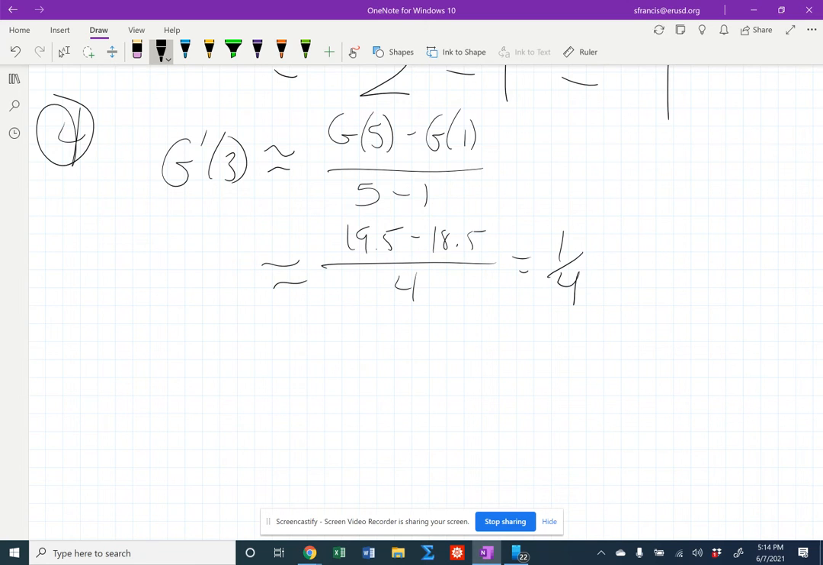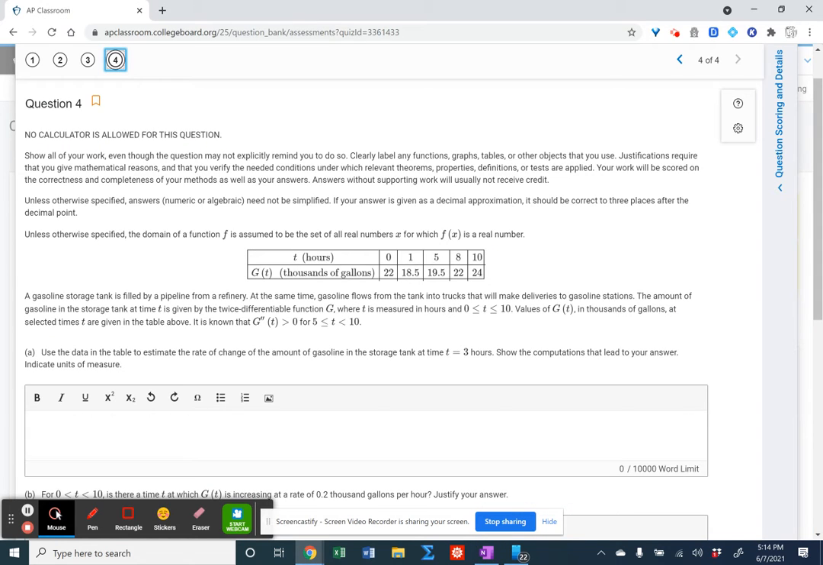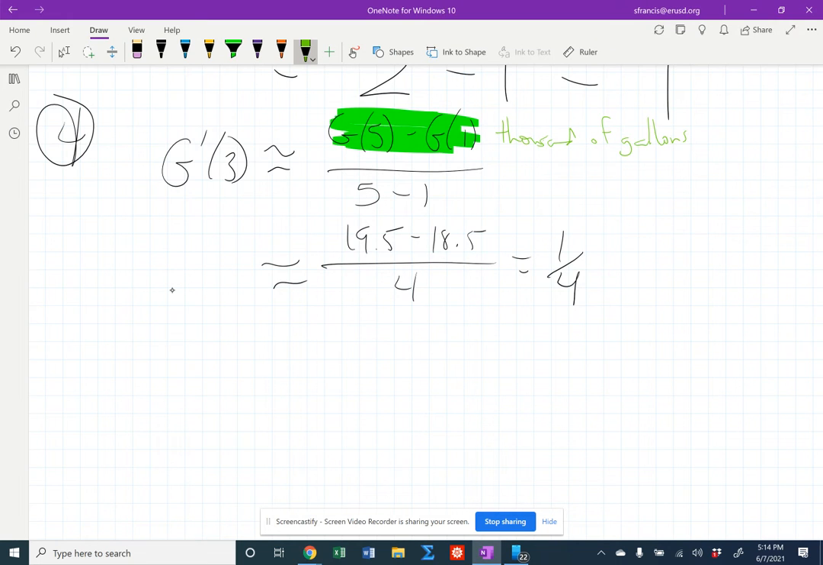And you can leave it as 1/4. Just going to indicate units of measure. And some of you got this wrong. We went over this just recently. The numerator, what are the units on that? What did they say? Thousands of gallons. I think that was it. Let me go double check. Yeah, thousands of gallons. Down here, this is a change in time, so that's hours. And so the units over here are thousands of gallons per hour.